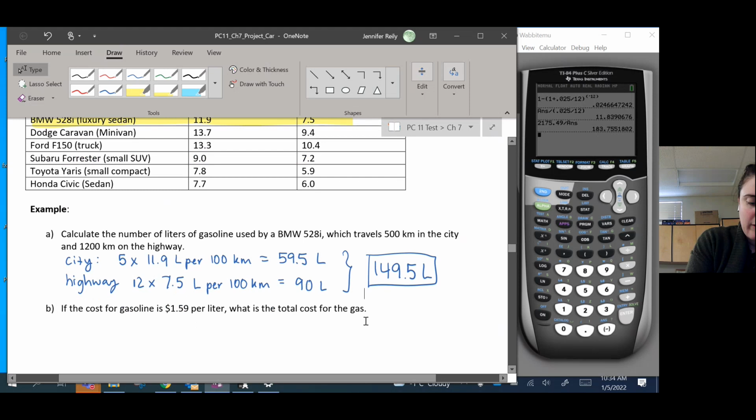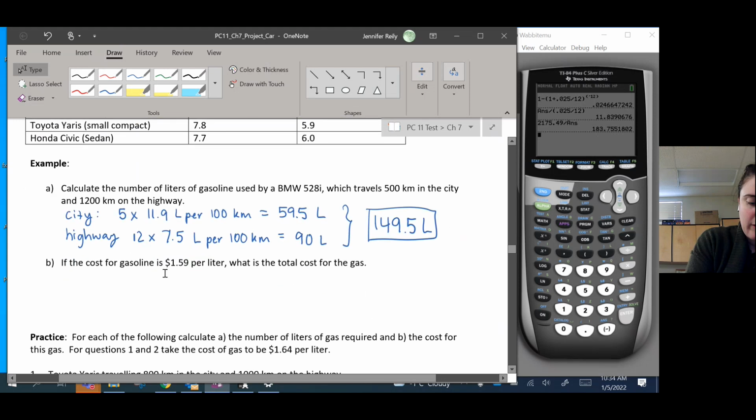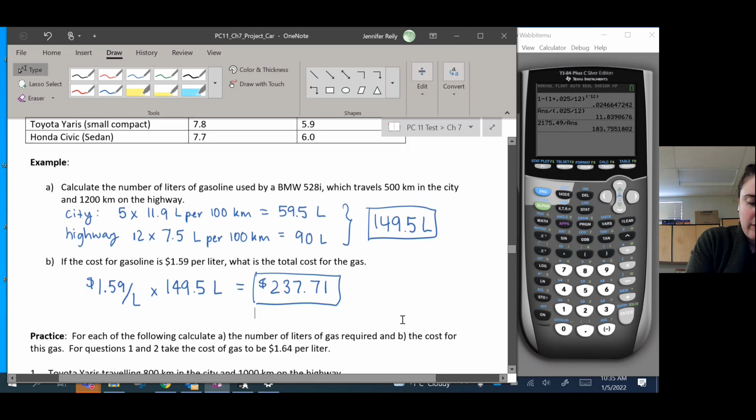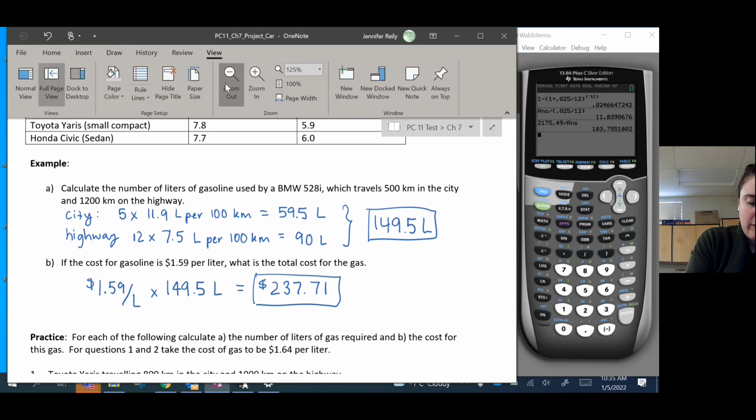And then right now the gas is around $1.50. Sometimes it goes a little bit higher than that. So we're going to use this price, 1.59 per liter. So the cost of gas would be 1.59 per liter, and I know I'm using 149.5 liters of gas. So that's going to cost me $237.71 for my gas. Okay, so that's just a basic gas calculation.